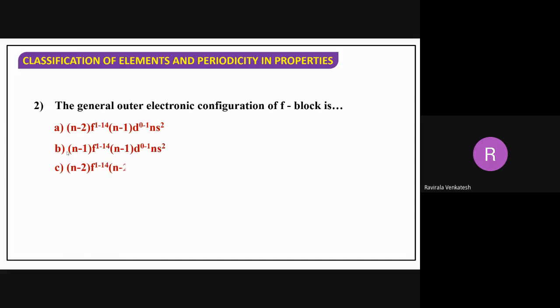What will be the answer? In the examination, everything looks the same: 1 to 10, 1 to 14. It looks like 14, 114, 1 to 10. Everything looks the same only. So the key point is (n-2), (n-1), which you have to consider. A. Right. Very good.